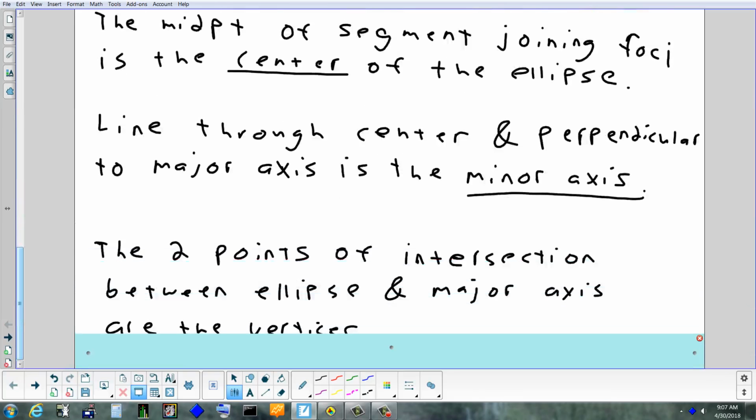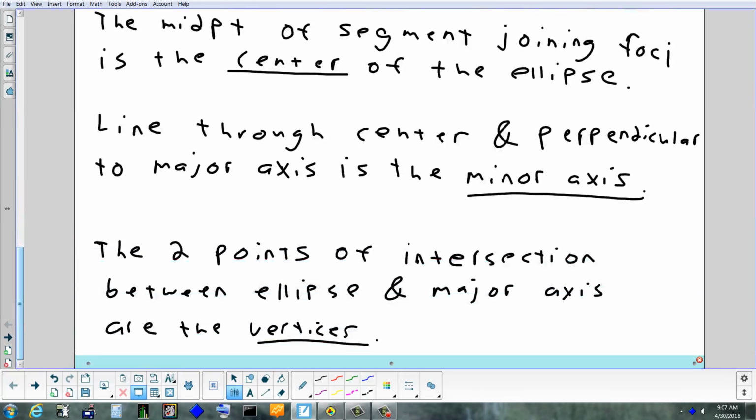And then one more thing we haven't described yet. It's the point where the ellipse and the major axis cross each other. I had them labeled on the diagram as V1 and V2, but those are called your vertices. So where the ellipse and the major axis cross are your vertices.